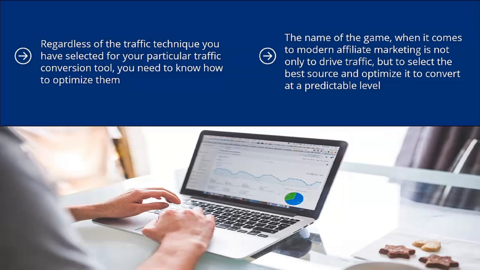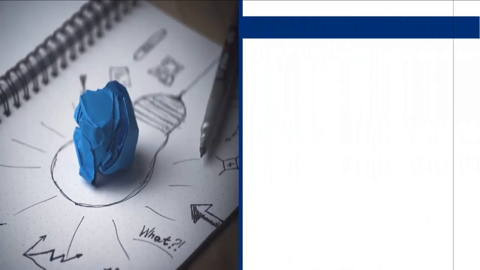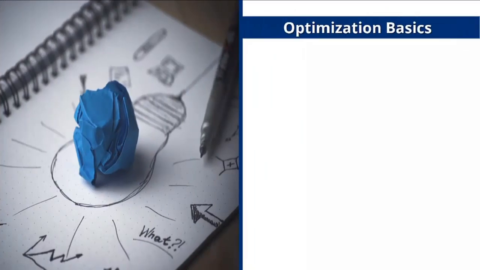Here are some ideas for you to chew on so you can come up with your own customized optimization strategies that fit your set of circumstances. Optimization basics. Here are the basic steps for optimizing online traffic. This is pretty general because it is designed to cover as many different types of traffic as possible. You have to modify them to fit the specific type of traffic you're trying to optimize.